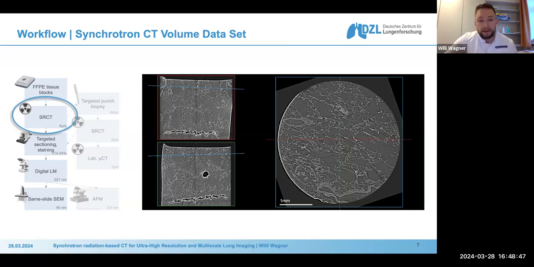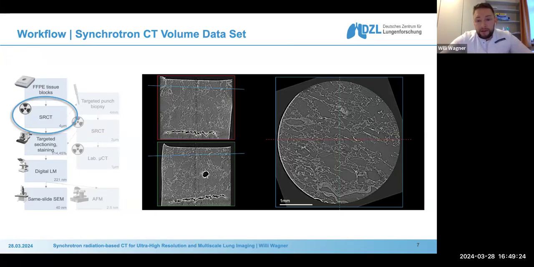And why is synchrotron working so well for this? Because of the phase shift. It is very powerful in soft tissues where we have only few or very small differences in density of the material. But at the interface, the phase shift is happening, so we can get proper contrast from this tissue using synchrotron CT.